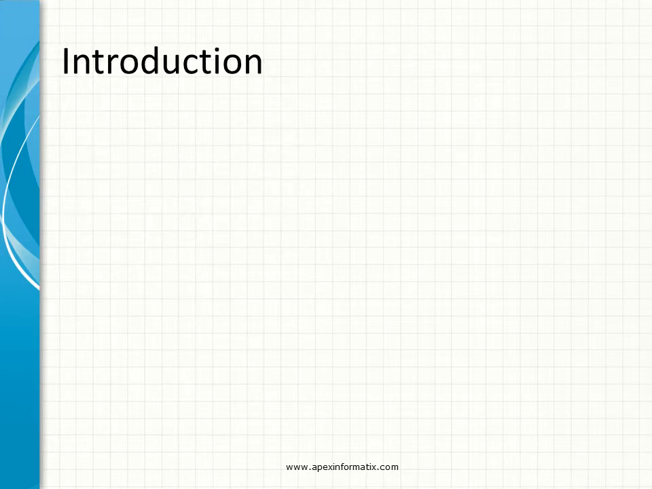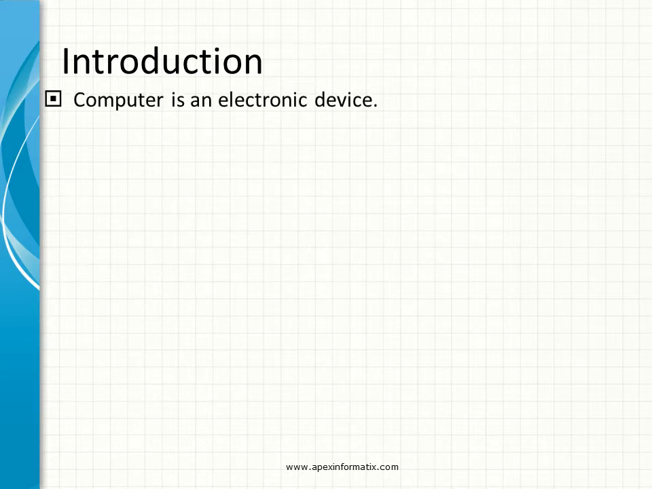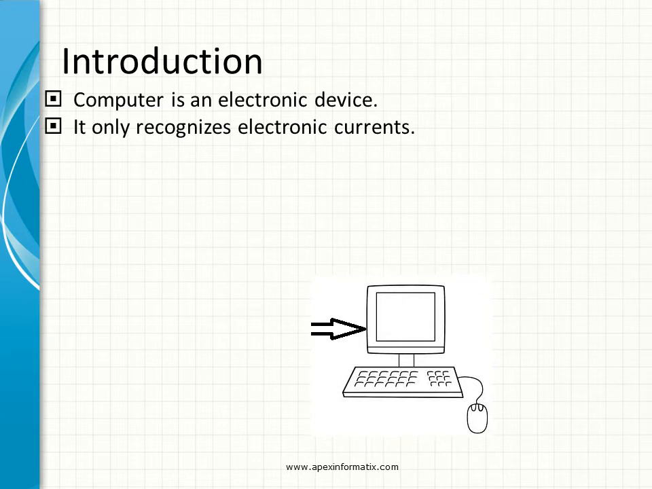Let's try to understand how computer works. First of all, what is a computer? Computer is an electronic device. Since it is an electronic device, only thing which a computer can understand are the electronic currents. That means if you have to give some instructions to the computer, it has to be through electronic currents.